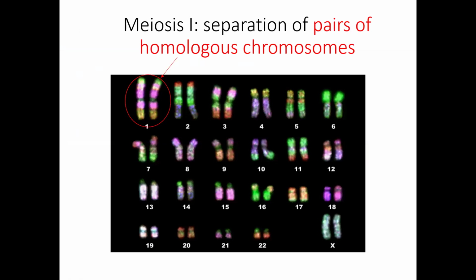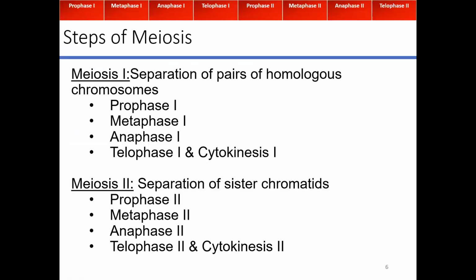So now we're going to go ahead and take a look at the different steps when it comes to meiosis and exactly what's going on with all of those chromosomes. So here are the steps of meiosis. You can see we have our meiosis 1, and in this case, the goal is to separate the pair of homologous chromosomes. You can see we still have the same steps: prophase, metaphase, anaphase, telophase, and cytokinesis. But again, you'll notice that there is a Roman numeral next to them, meaning 1. Again, for this part, we're separating them out for the first time.